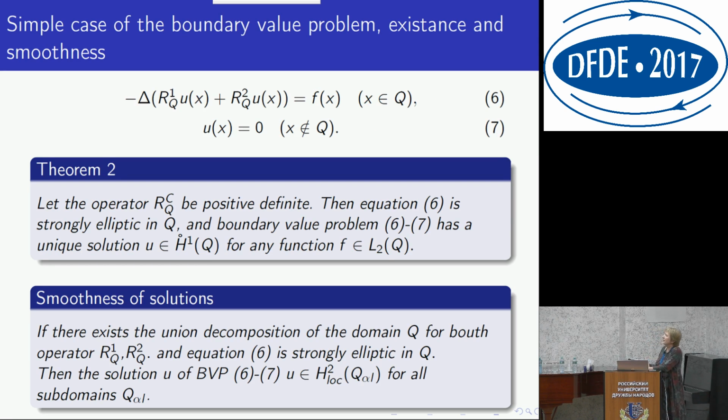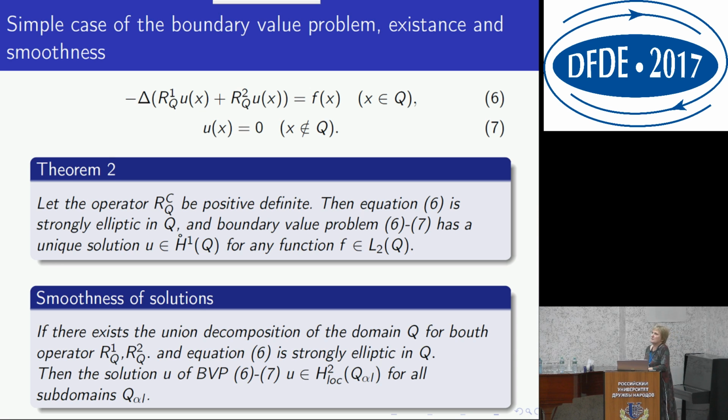положительно определен. The author introduces a special auxiliary operator and formulate the theorems in terms of the properties of this operator. И рассмотрим простейший случай краевой задачи. Здесь R1, RQ операторы с несоизмеримыми сдвигами. И если оператор RQC положительно определен, тогда уравнение 6 является сильно эллиптическим, и краевая задача имеет единственное решение.